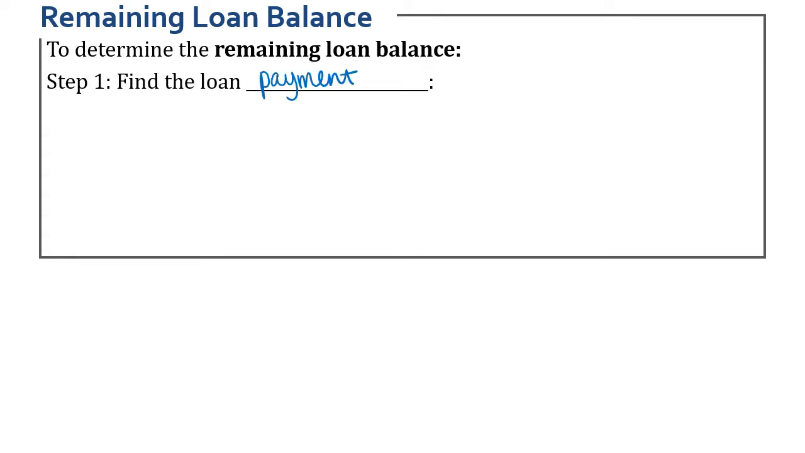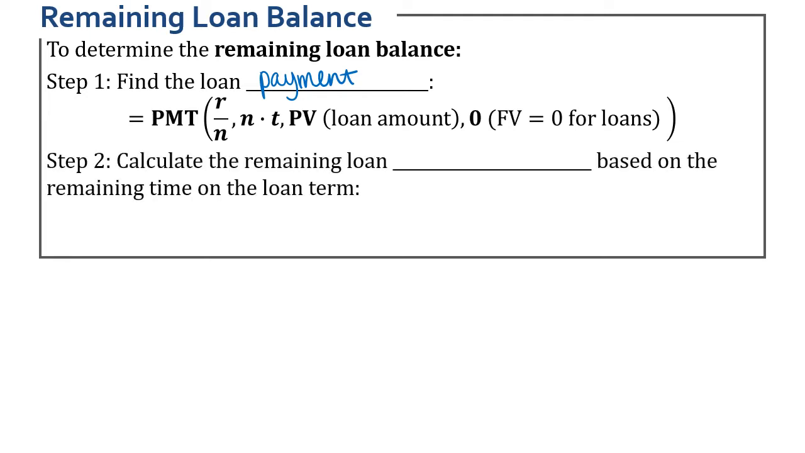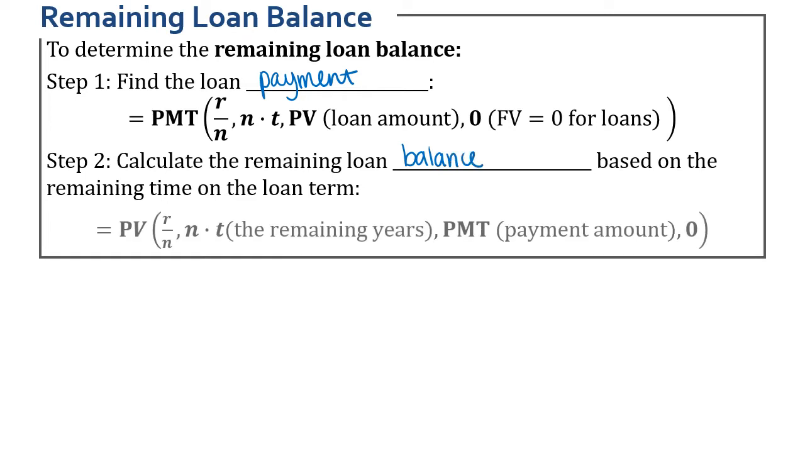Remember that to do that, we use the payment formula, equals PMT, parentheses, R over N, comma, N times T, comma, PV, which is the loan amount, comma, 0 for FV because we want it at the end to be $0. Step 2 is to calculate the remaining loan balance based on the remaining time on the loan term. To do that, we use the equals PV formula.